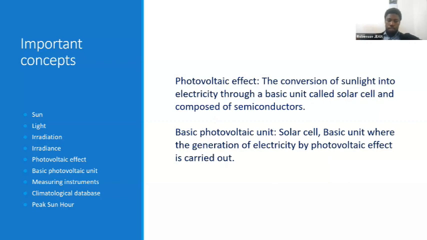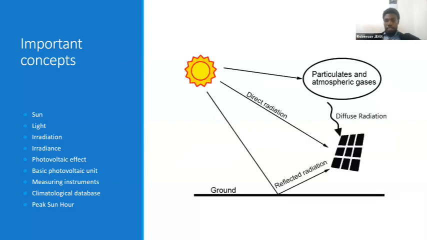And now let's see these images. We can see here we have the sun, and here we have the captor. So what we have here is direct radiation. This radiation arrives without being disturbed, but some is disturbed by particles like clouds. And what we have after that is the diffuse radiation.